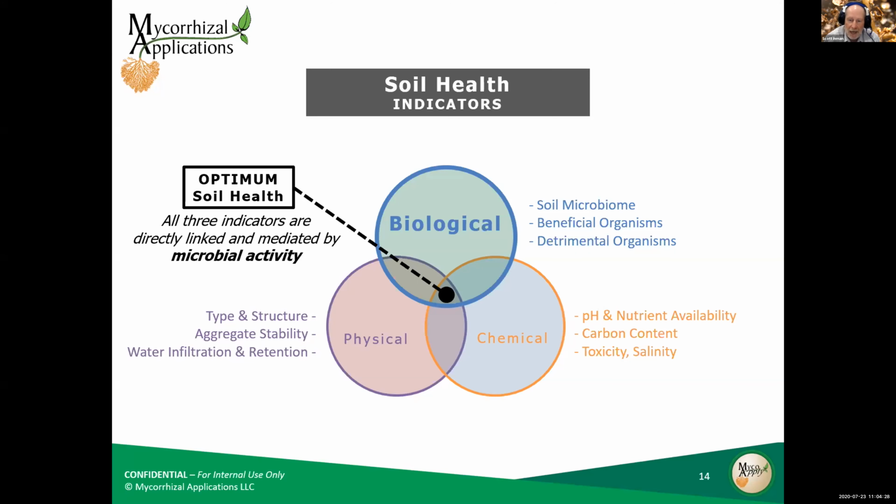If you look at aggregate stability, water infiltration, retention, it's all about soil structure. That's about the glomalin and the hyphae and its ability to put aggregates together. And I'll describe that in the next slide. And then the chemical, with carbon content, this goes back to the microbial biomass, as well as the glomalin, nutrient availability, the salinity management, toxicity, that's all associated. The arbuscular mycorrhizae is very important.